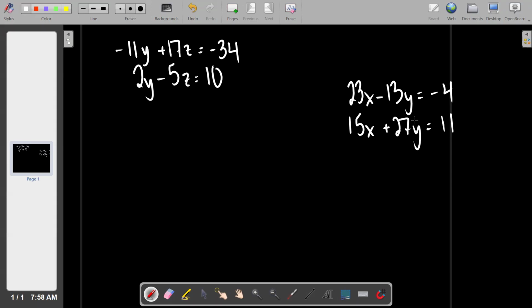The trick to these, when you get numbers that you're more uncomfortable with, is just to pick a variable that you want to kill and multiply the equations by each other. So I personally would kill the y's in an example like this. And what I'm trying to say is this: I would just multiply the top equation by 27 and the bottom equation by 13. I don't care what 27 times -13 is, and I don't care what 13 times 27 is, but what I do know is that they're going to be the same, right?